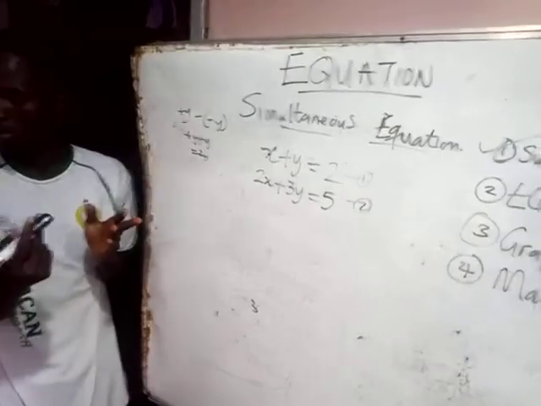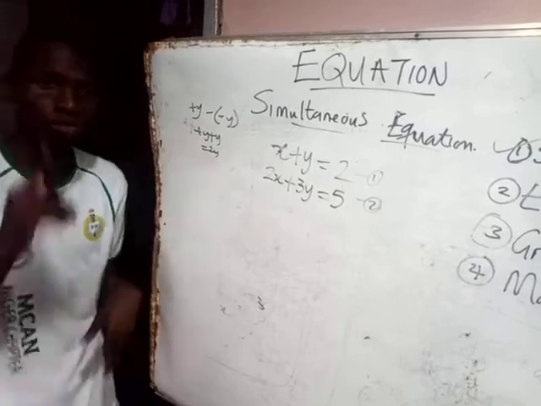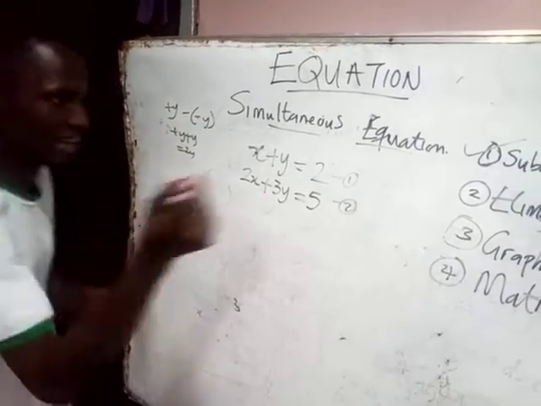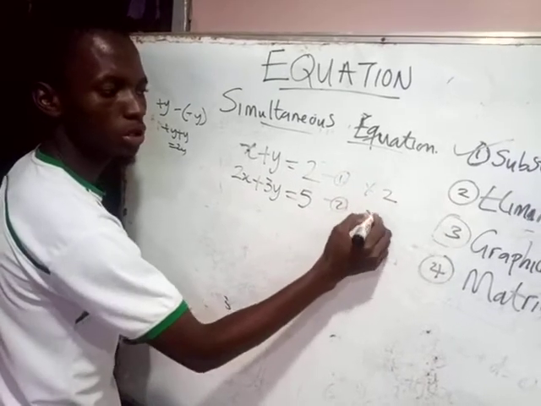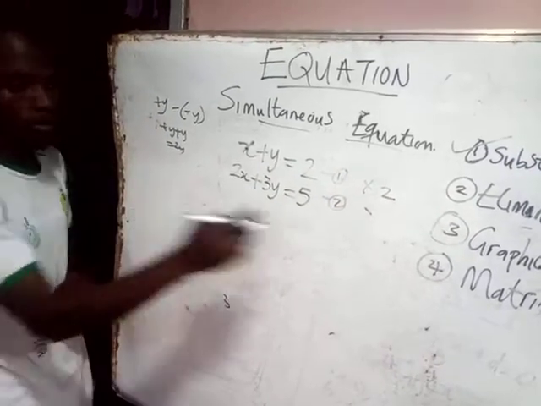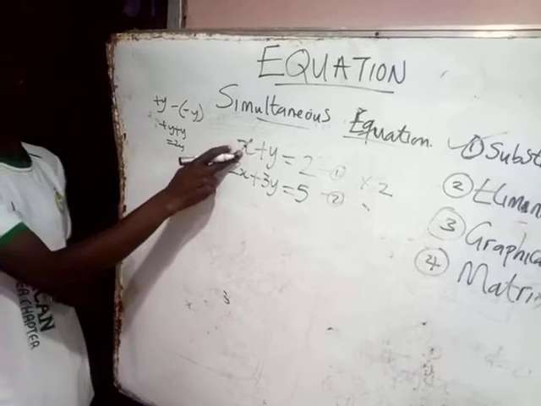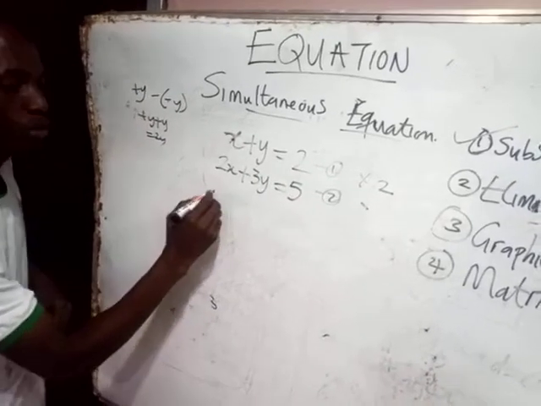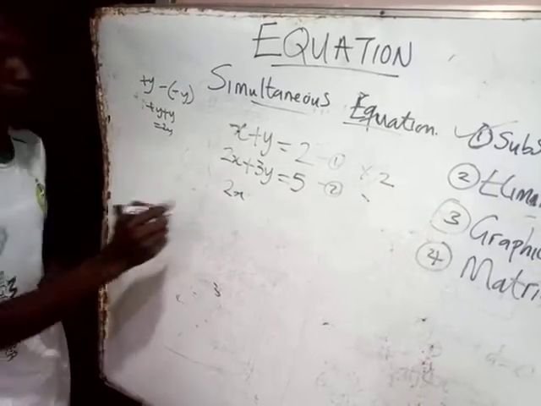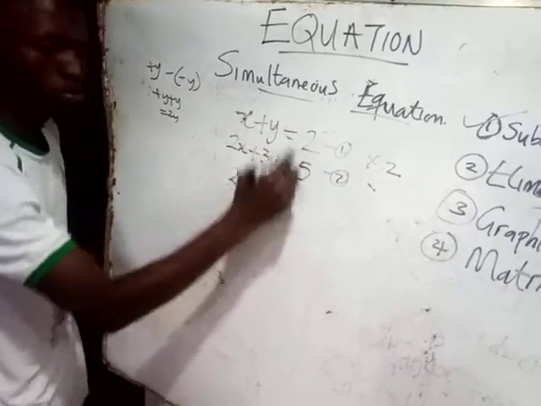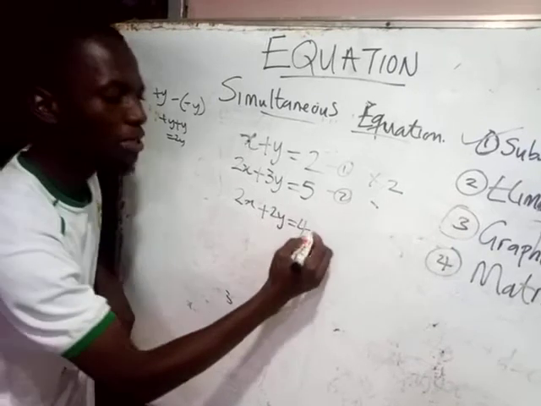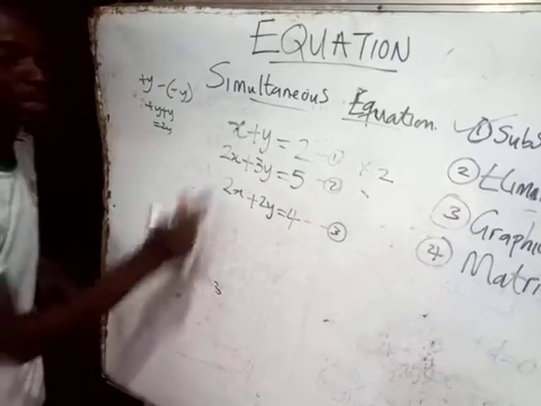Is it clear? So after this, we will do one elimination method to make it clear again. Don't worry. So here, you just multiply everything by 2. You leave this one by 1. So when you multiply equation 1 by 2, 2 times x, we get what? 2x plus 2 times y, 2y, 2 times 2, 4. You can decide to make this one equation 3 so that it will not confuse you.